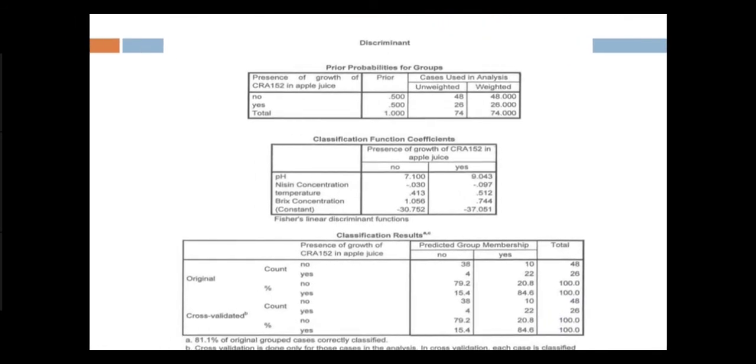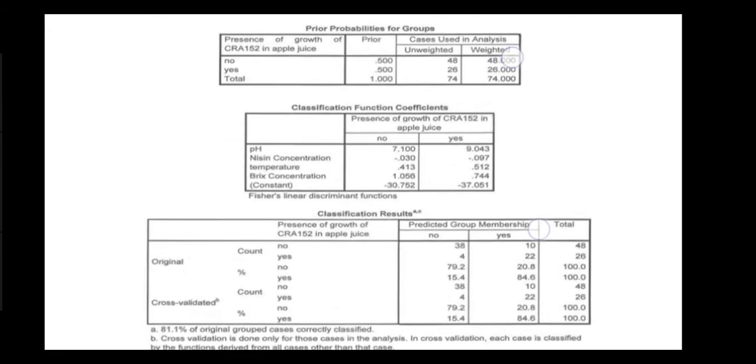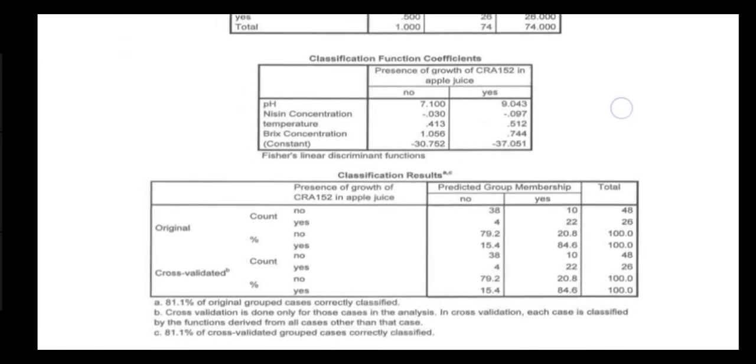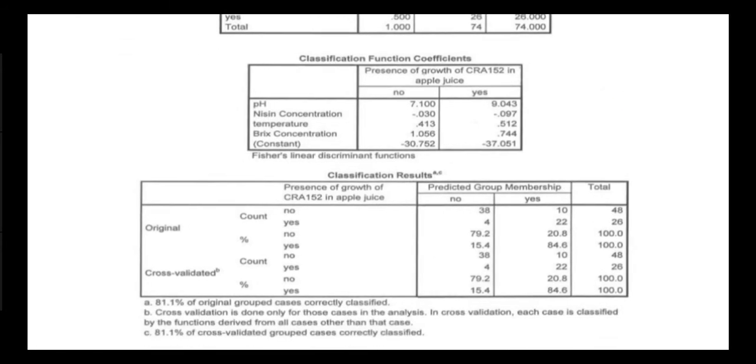This is the output. Okay, this is the output of this discriminant. Okay, so from here kita boleh tengok ada no and yes. Dia punya prior is 0.5, 0.5. Okay, and then we have the classification function coefficient. So from here we can estimate the function of D, kan, untuk Fisher linear discriminant function. We have function untuk no dan function untuk yes. Okay, kita ada value D score. And then we have the classification results here.